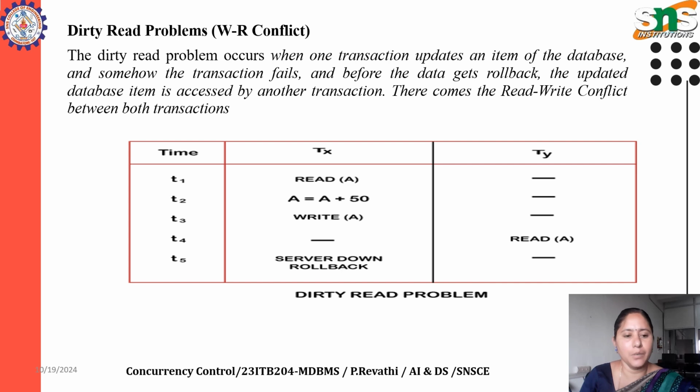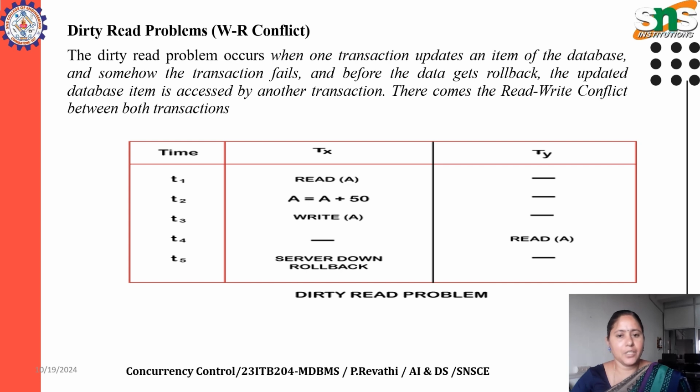At time T1, transaction TX reads the value of account A, which already has the value 300. Now we are reading the value of account A, rupees 300. At time T2, transaction TX adds the amount 50 to account A. Now the value is increased: 300 plus 50 becomes 350.